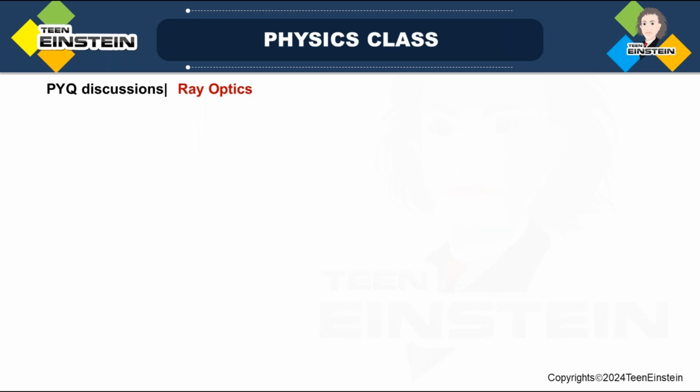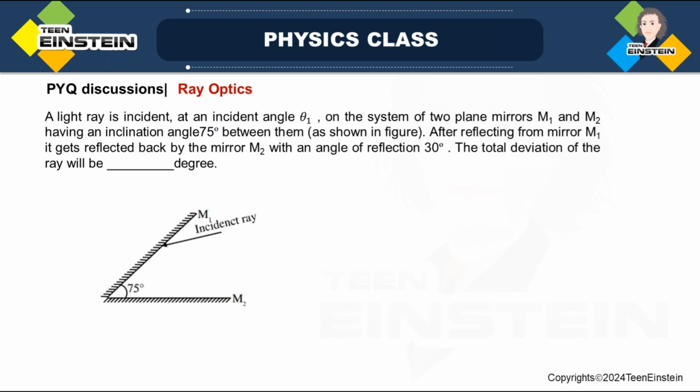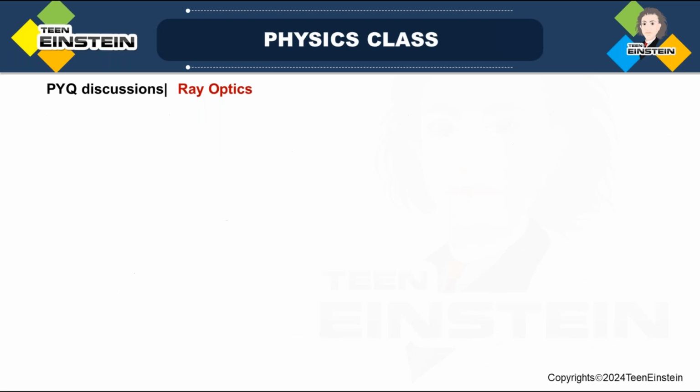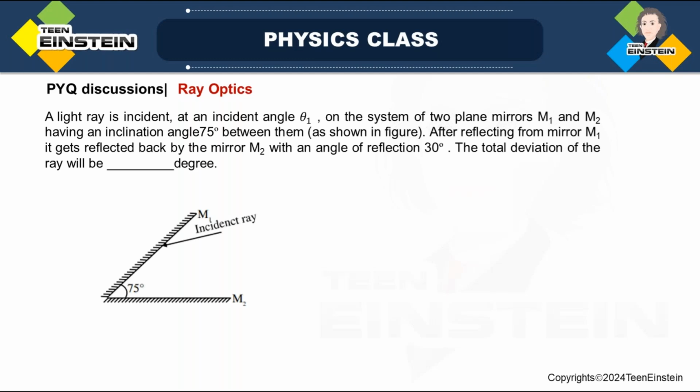Okay, so we'll go to the next problem. I think this is the concluding problem for this session. So what is this problem saying? This problem is saying that a light ray is incident at an angle theta 1.